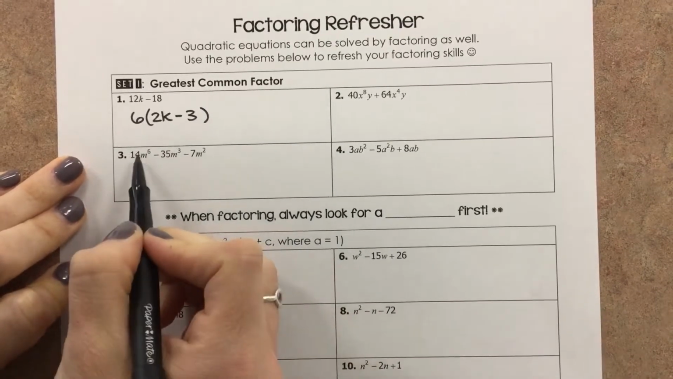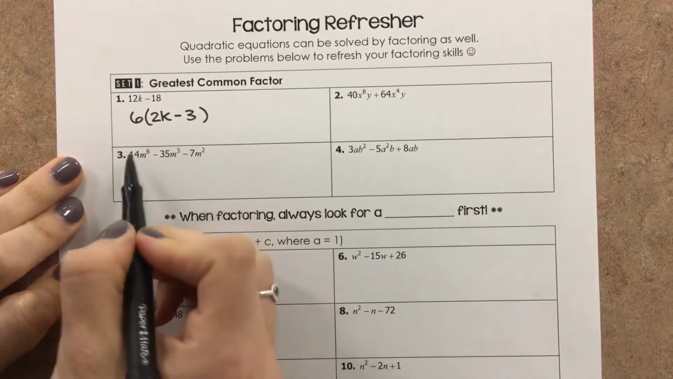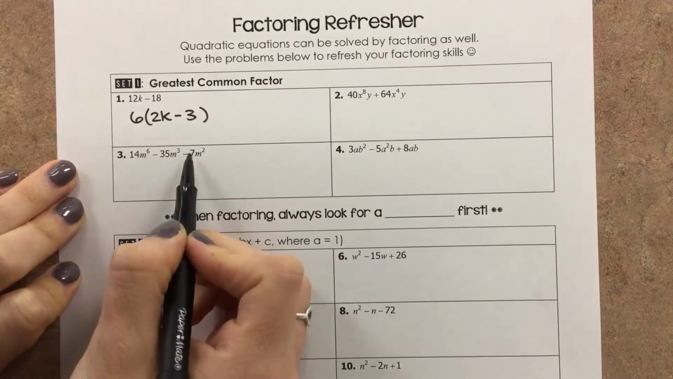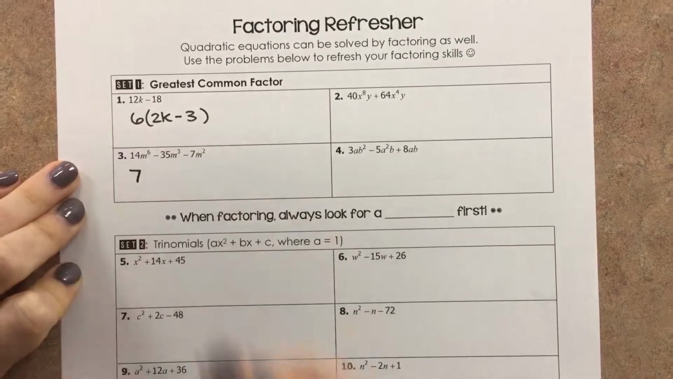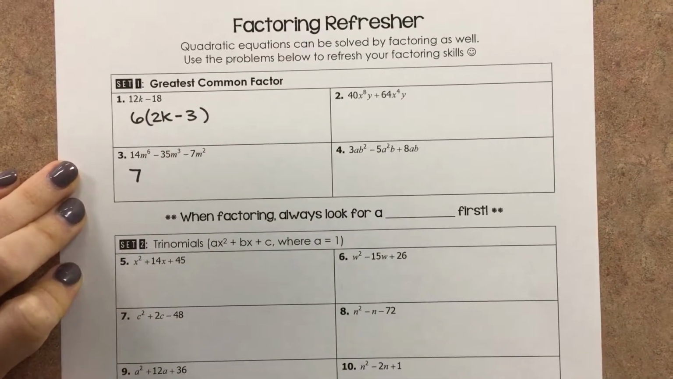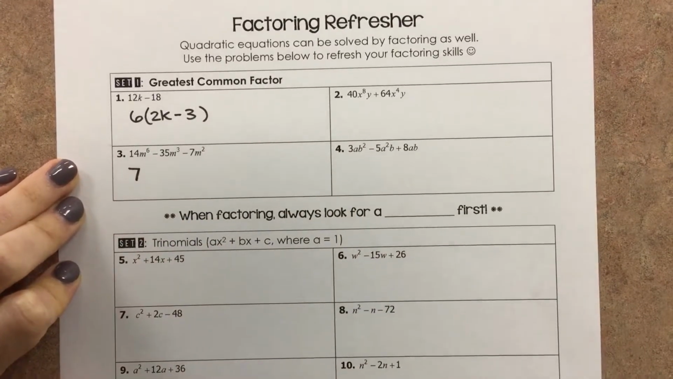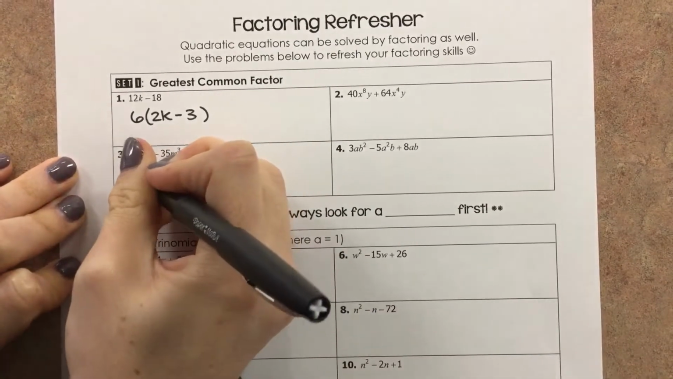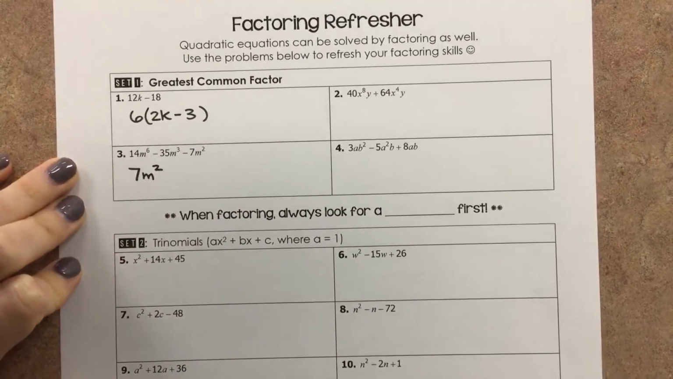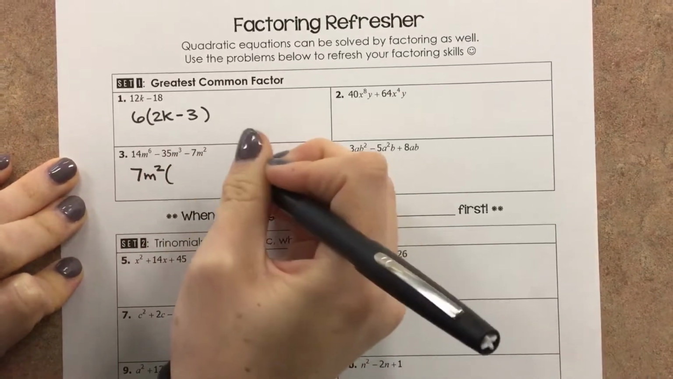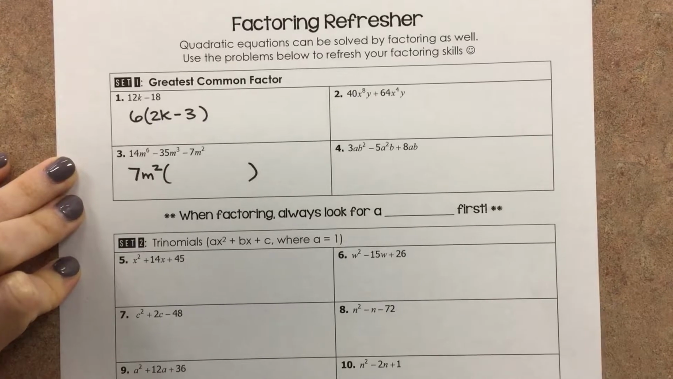Next one, if you look at all 3 of these terms here, 14, 35, and 7 are all multiples of 7, so I can factor that out. And then I have 6 copies of M, 3 copies, and 2 copies. So all of them have at least an M squared. So I can factor that out. So the way that works, you're kind of undistributing, and then everything else goes in parentheses.